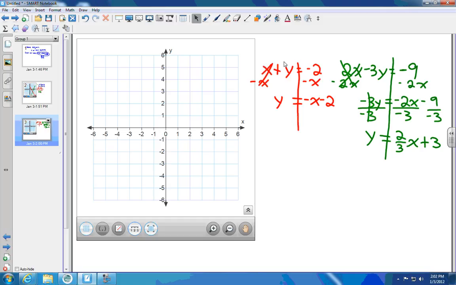Your calculator. So we hit our y equals key. Negative x, make sure you use your negative key, not your minus key. Negative x minus 2. And 2/3, I would put 2 divided by 3 in parentheses there. x plus 3. Any questions on getting those typed in? Yeah? Get y equals?